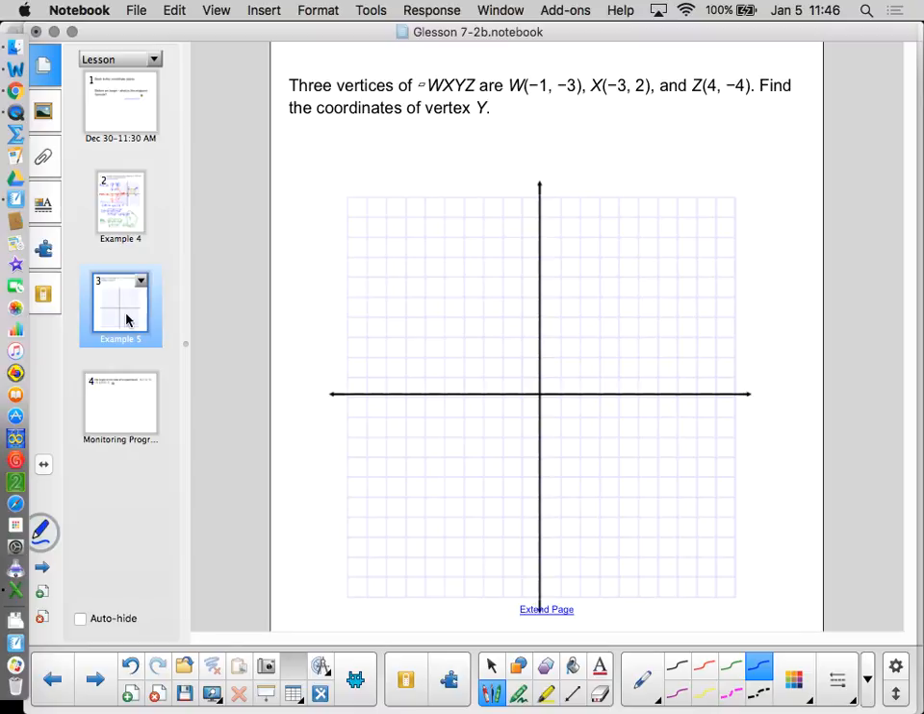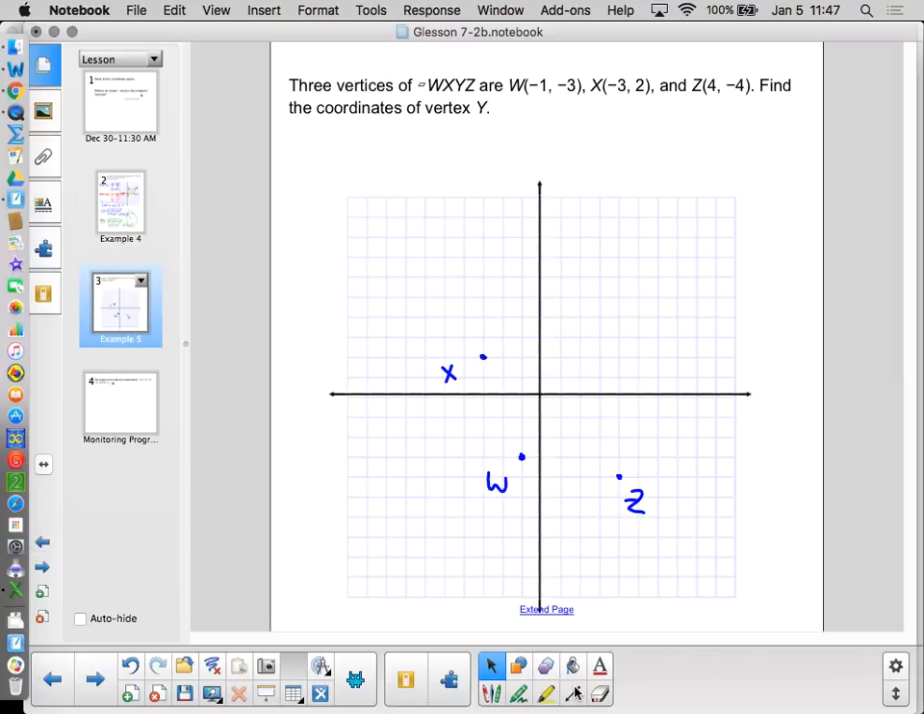So W is at -1, -3. So left 1, down 3, there's W. X is at -3, +2. So there's X. Y we don't know, but Z is at 4, -4. So right 4, down 4, there's Z. And Y has to be out there floating somewhere.